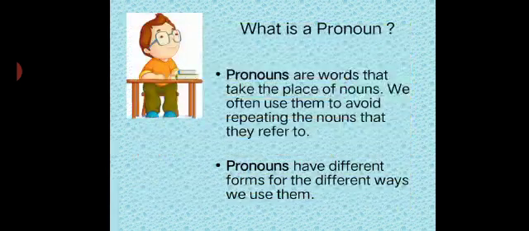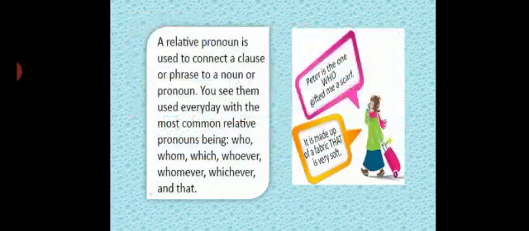Now, before we proceed further, let's take a quick revision. What is a pronoun? Pronouns are words that take the place of nouns. We often use them to avoid repeating the nouns that they refer to. Pronouns have different forms for the different ways we use them. So now we know that pronouns are words which are used instead of a noun used again and again.